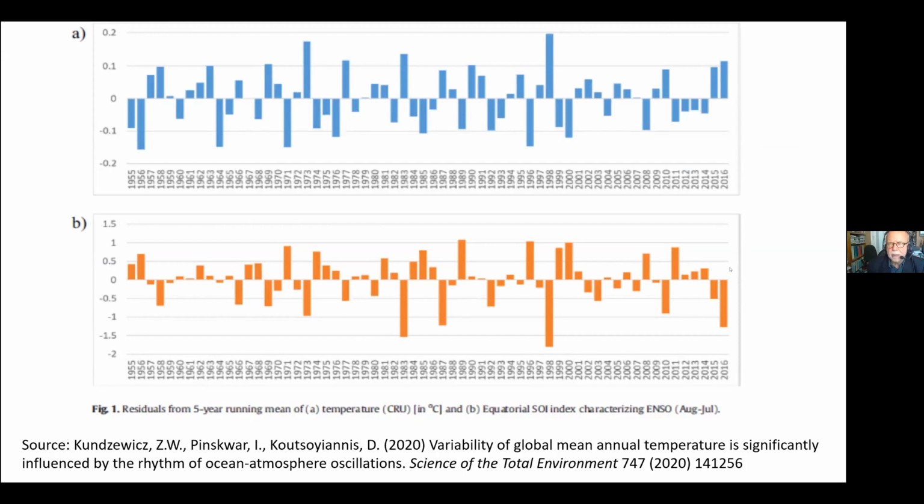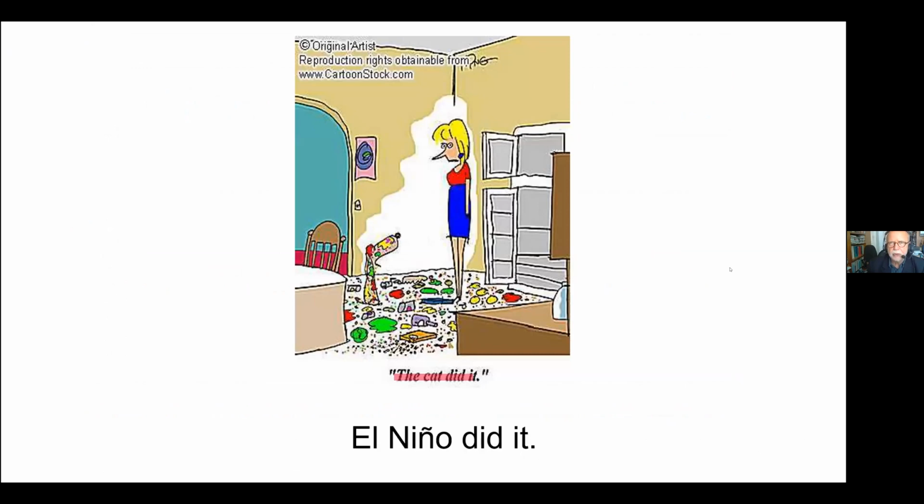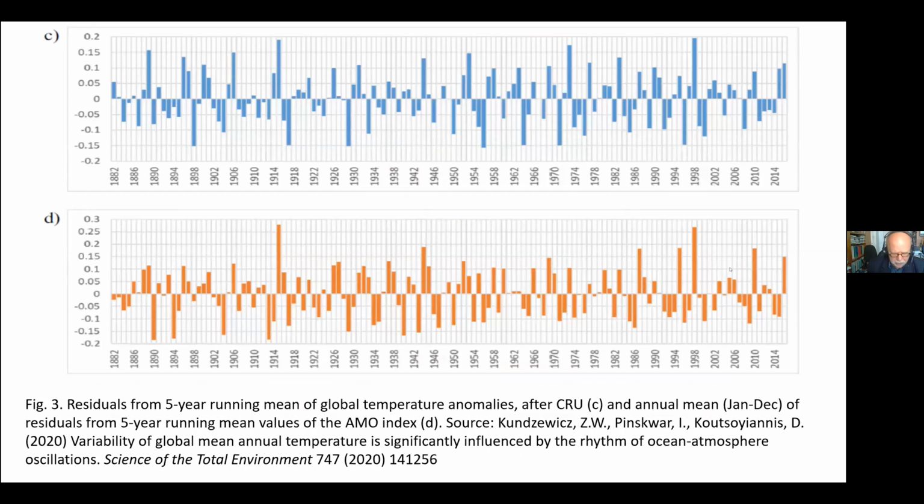So I refer to an old cartoon. A landlady comes to the house and she sees that there is a mess. Probably the mess was done by a dog, but the dog barks, the cat did it. So I say El Niño did it. Easy culprit. But we didn't refer to El Niño only. We analyzed PDO and AMO. So we see AMO has also a strong link to global temperature. And the variability of AMO explains also more than 40% of temperature variability.